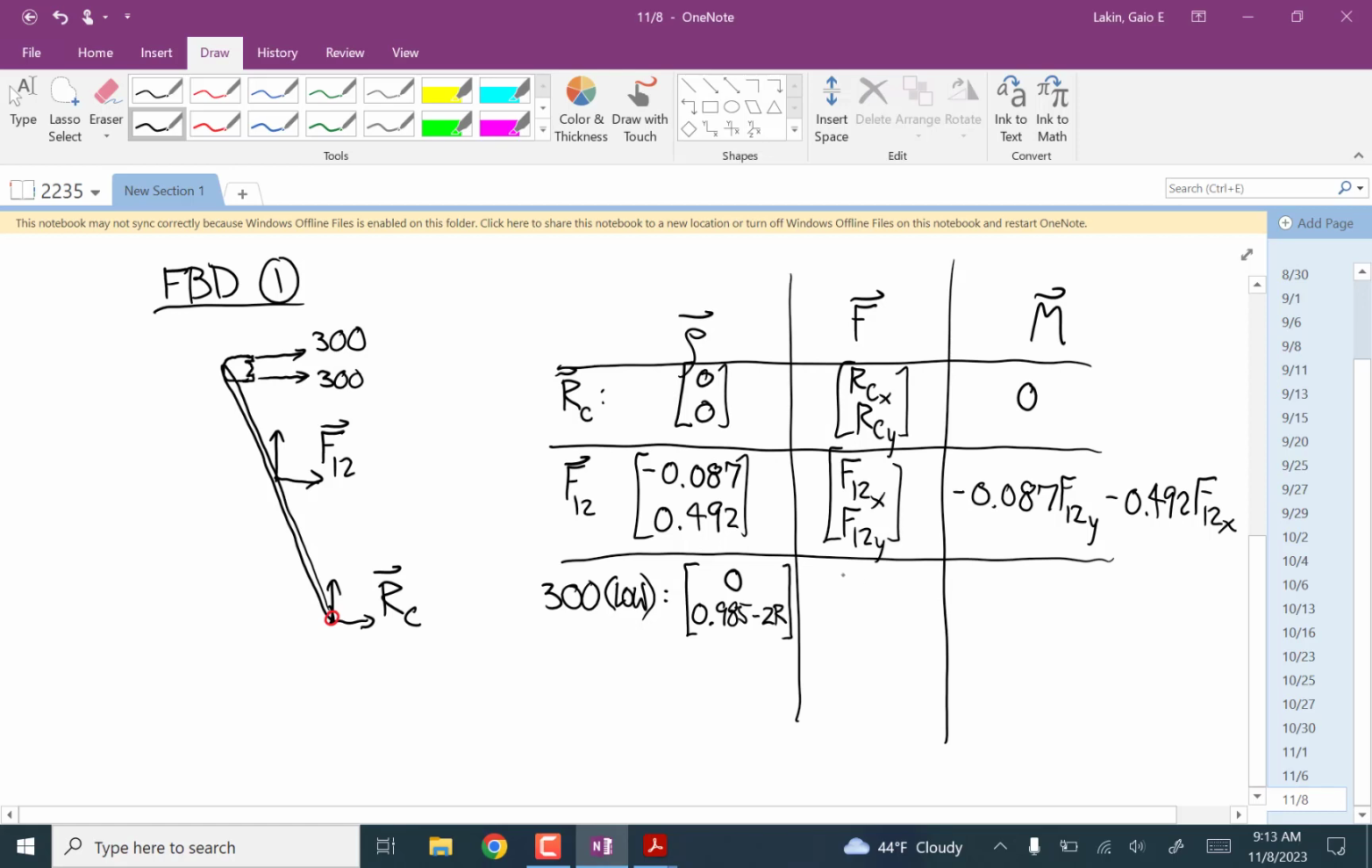And the force is negative 300, 0. Why would we care about that? Because the line of action of this force is this. So yeah, you can put it anywhere.